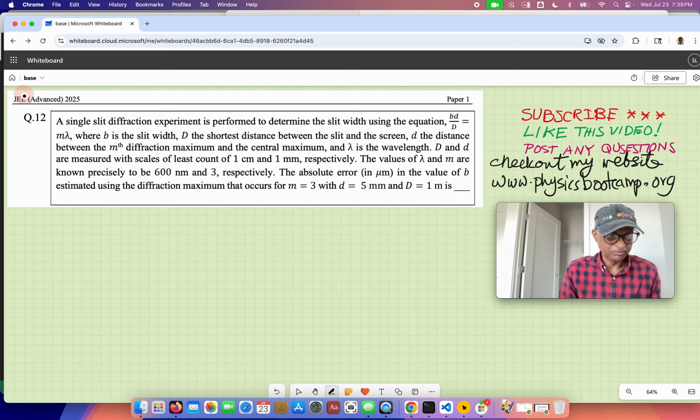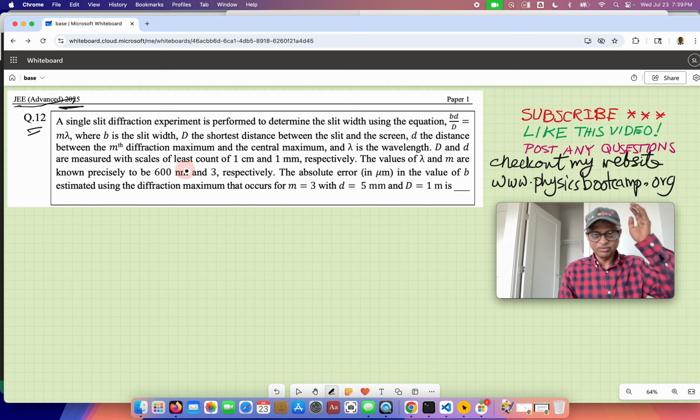This question comes from this year's JEE, question number 12. Now, this probably comes from a lab. They're trying to test if you had a lab and you use some lab formulas. So this is about uncertainty.